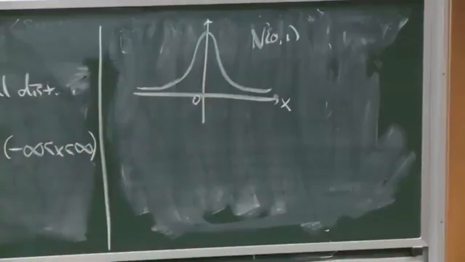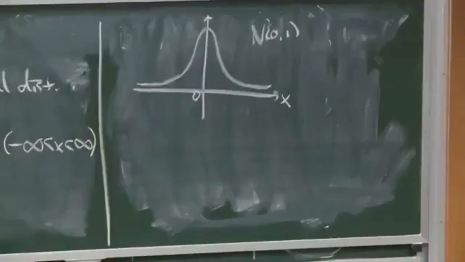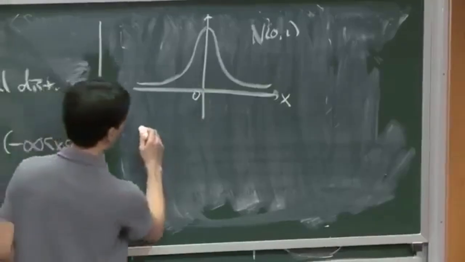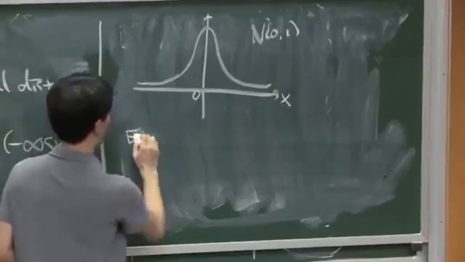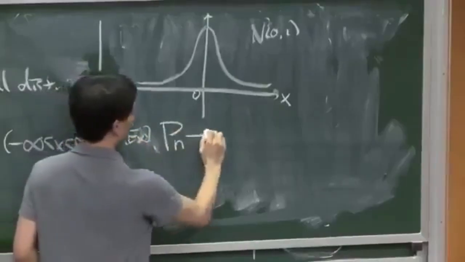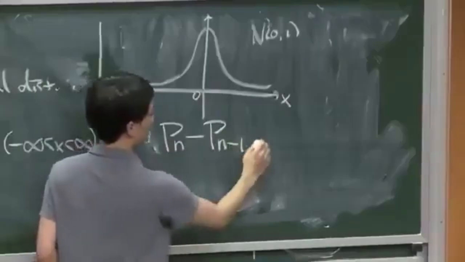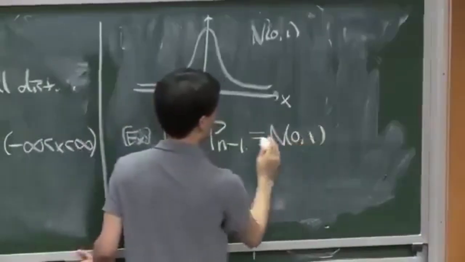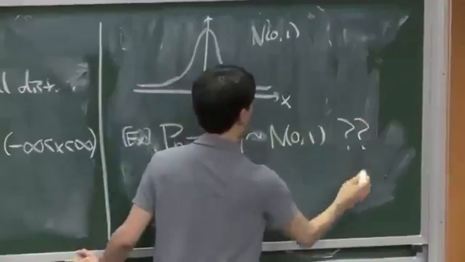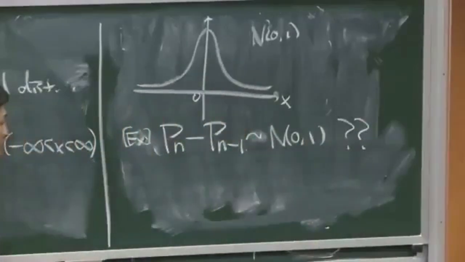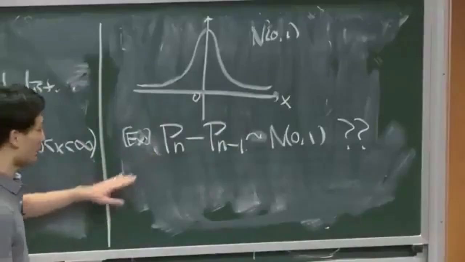Okay, so now let's think about our purpose. We want to model a financial product or a stock, the price of the stock, using some random variable. The first thing you can try is to use normal distribution. We can say the price at day n minus the price at day n minus 1 is normally distributed. Is this a sensible definition? Not really, so it's not a good choice.